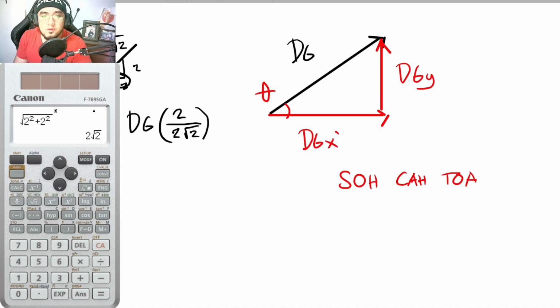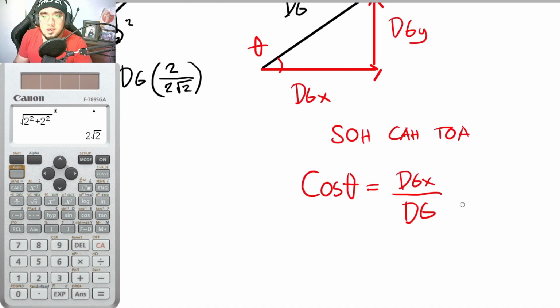So in order for you to solve for this, since DGX is adjacent to your theta, you will be making use of this. Because in SOHCAHTOA, CAH means cosine, adjacent over hypotenuse. So if this is the angle, this is the adjacent side, and this is the hypotenuse, you can say cosine theta is equal to adjacent, which is DGX in this matter, over DG.